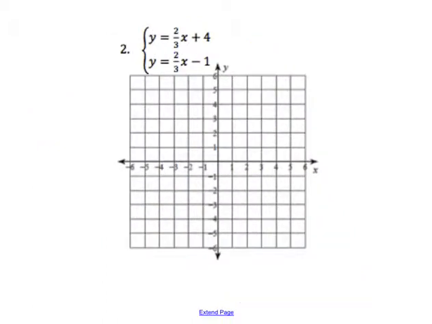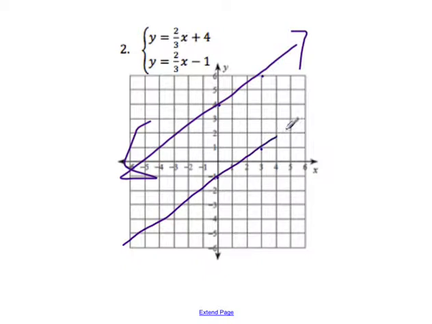Now let's take a look at number 2. So for number 2, we're crossing the y-axis at 4. And then we're going up 2 and over 3 from that point. So I'm going to go ahead and connect that line. Then, for the second one, we're crossing the y-axis at a -1, and then we're going up 2 and over 3, and we're going to go ahead and connect those two lines.